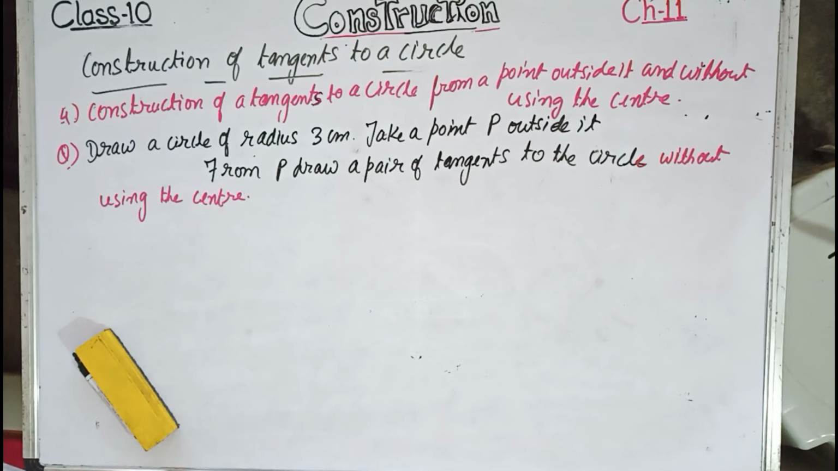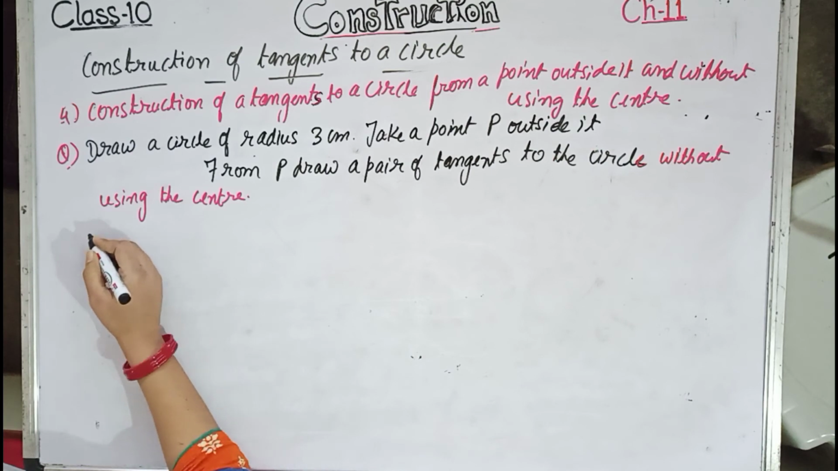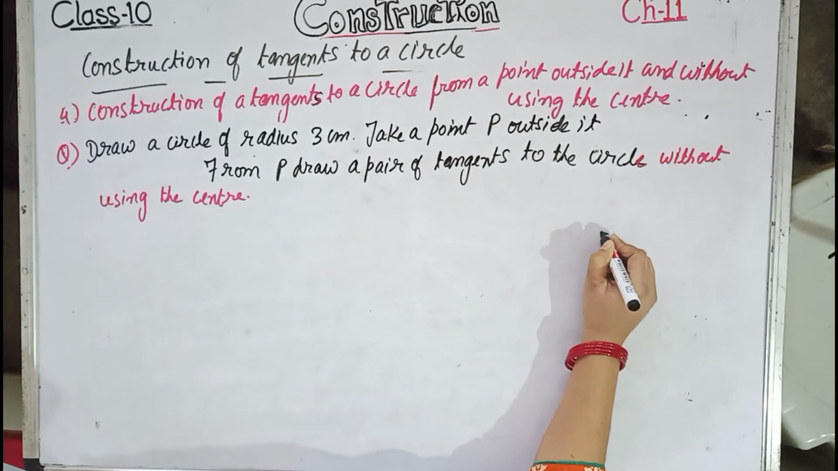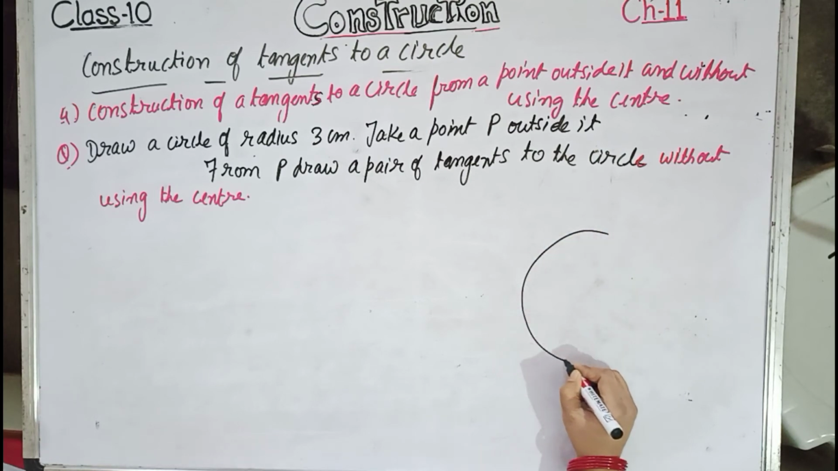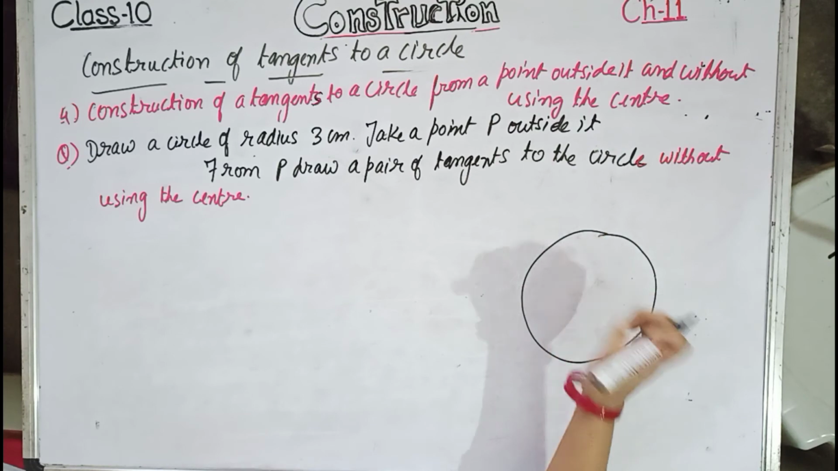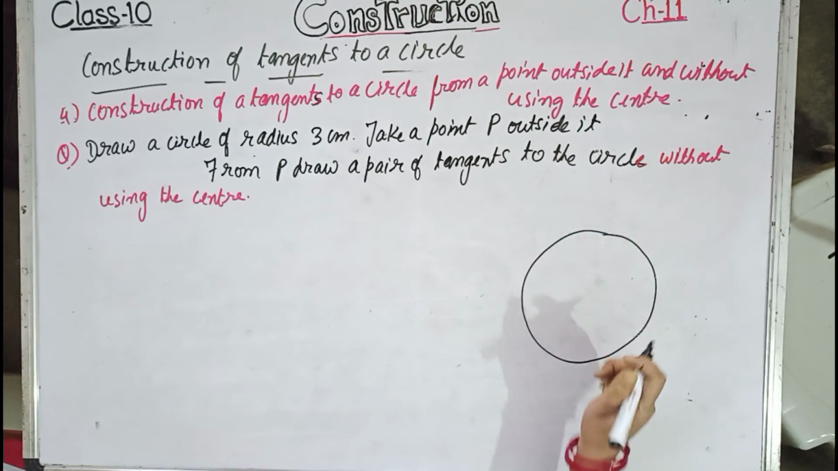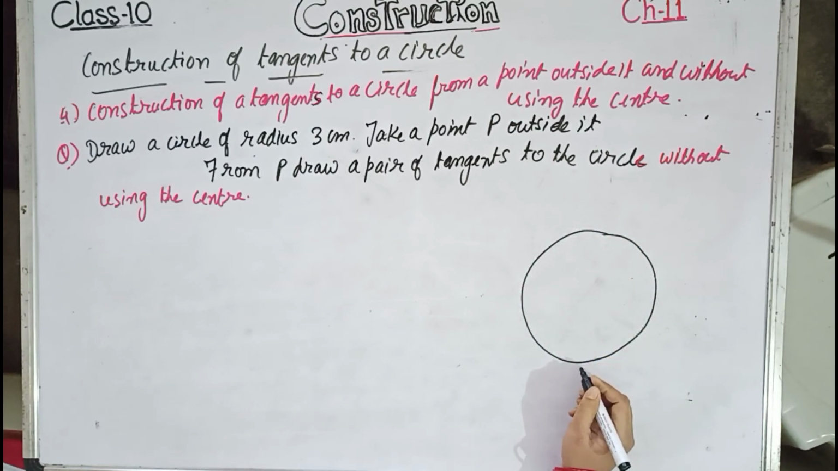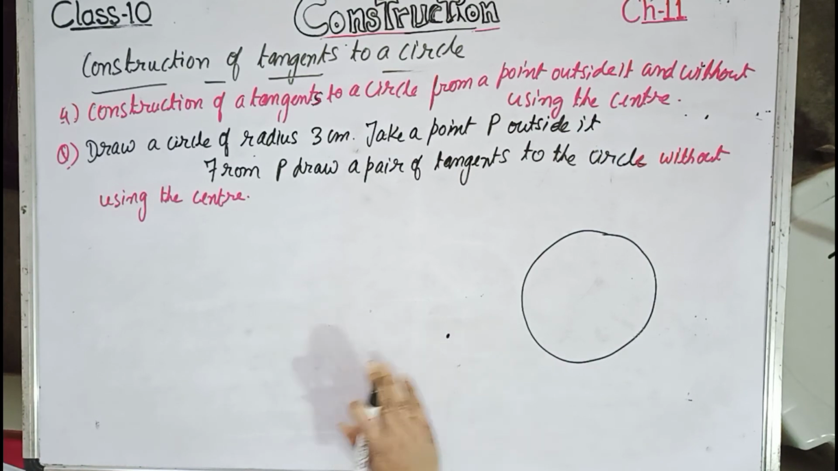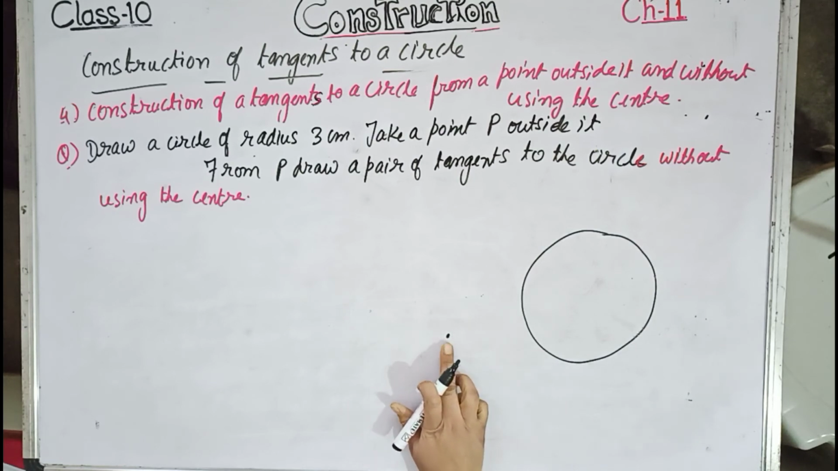Okay. So over here what we will do is, the question I have written. Now first I will draw a circle of radius 3 centimeter. Since the center is not to be used, we will not name the center. Now take a point P outside it. Anywhere P can be taken, because the length is not mentioned and we don't have to use the center.